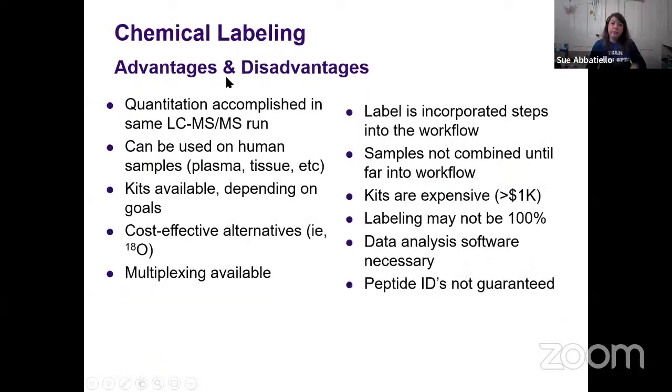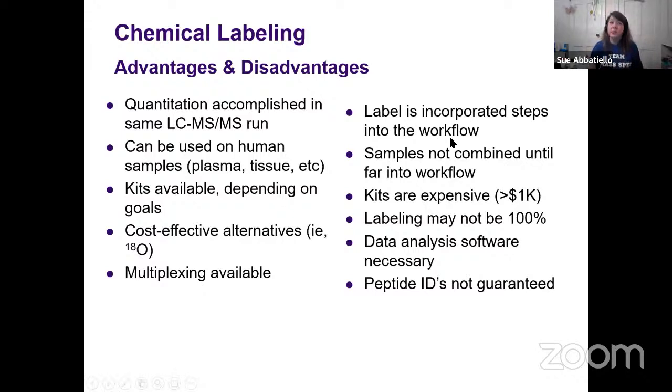So this just goes over some advantages and disadvantages of chemical labeling. The advantages are we can quantify in the same LCMS run when you're doing chemical labeling, because their mass to charge is different, so you can combine them before separating by LCMS. This can be done on human samples like plasma, tissue, animal tissue, and so on. Usually there are kits available depending on the goals of your experiment. There are also these quote unquote cost-effective alternatives that can be more laborious. And multiplexing is available. The disadvantages are that the label is usually incorporated post-digest.